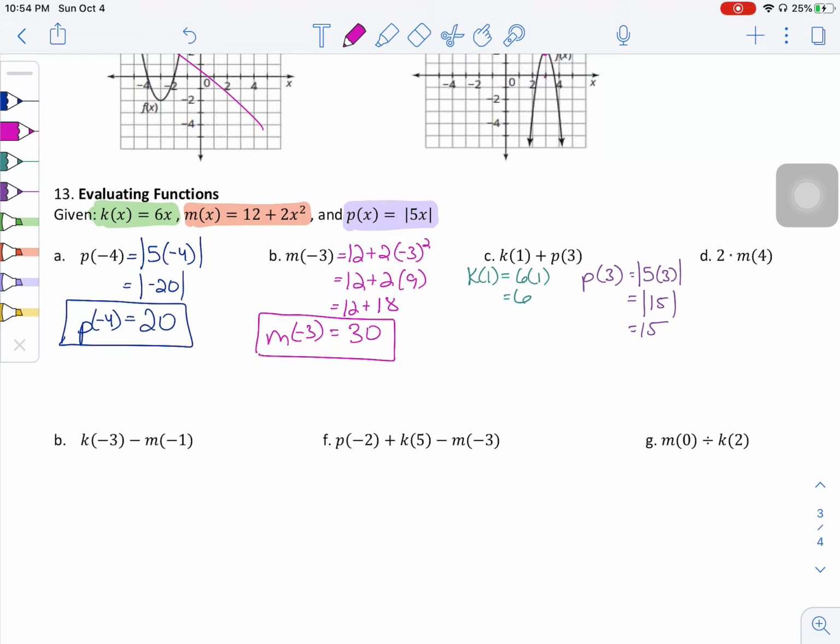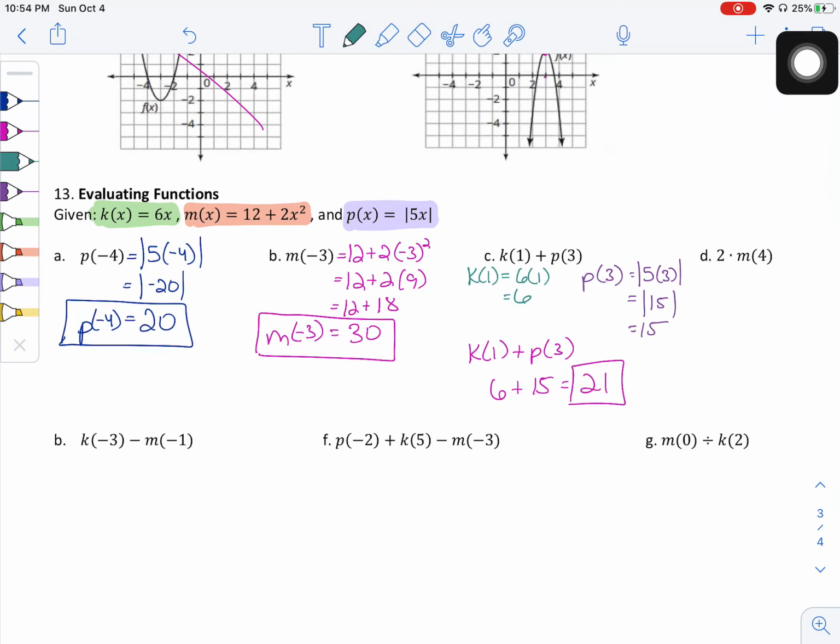And then if I look at this, this problem said you were supposed to take k of 1 plus p of 3. Well, k of 1 is 6, plus p of 3 is 15. That's 21. All right, so when you have problems that have multiple functions called, just separate it into 2 separate little problems and do it that way.